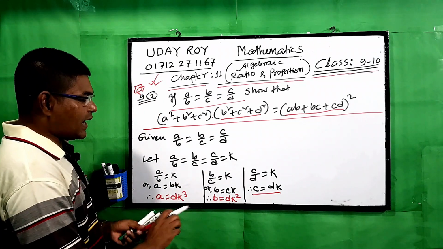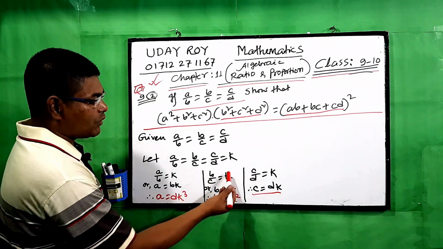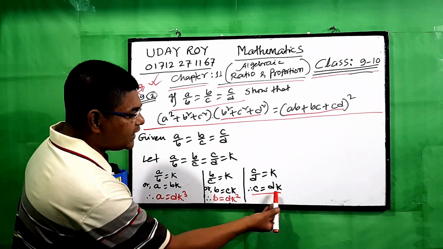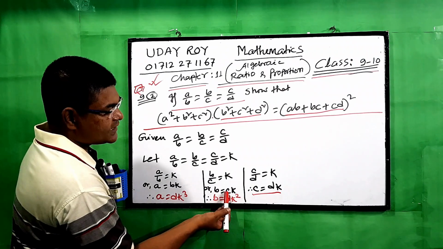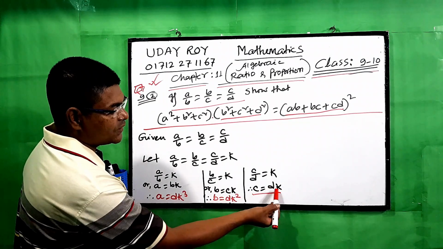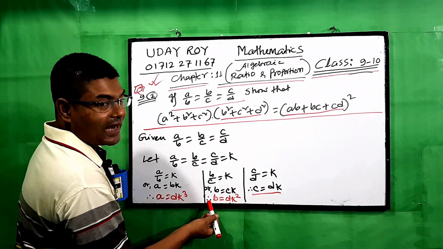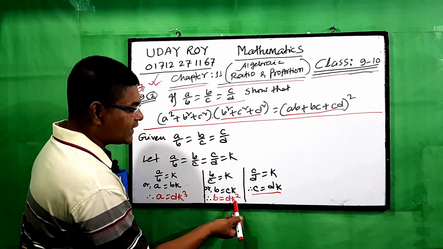Here is b by c. You can see b by c equal k, b equal to ck. But we have got c equal to dk. Here c means dk. So dk into k, we have got dk square. B equal to dk square.